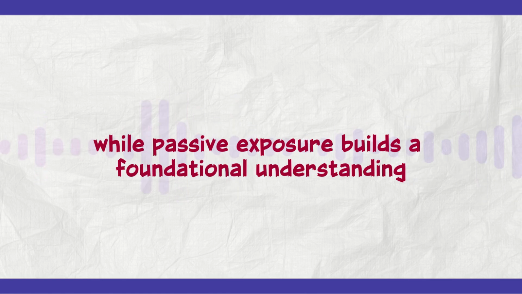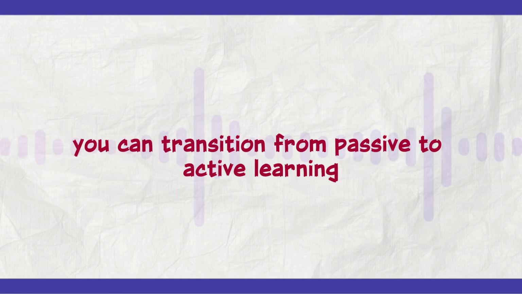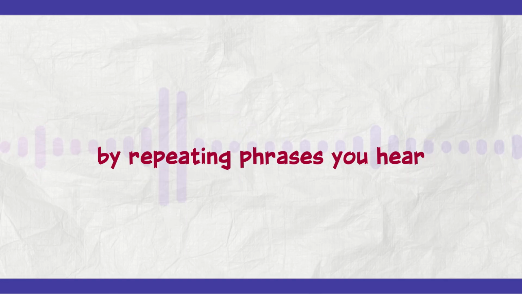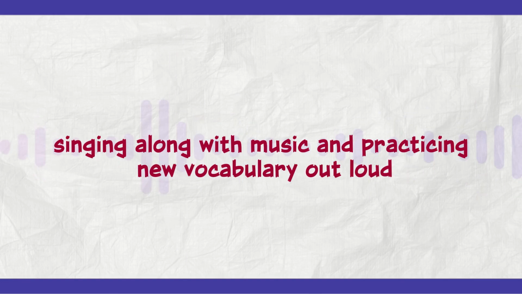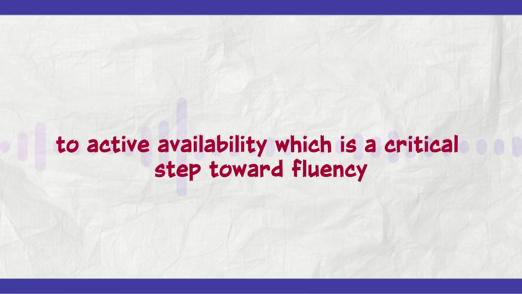While passive exposure builds a foundational understanding, active engagement accelerates progress. You can transition from passive to active learning by repeating phrases you hear, singing along with music, and practicing new vocabulary out loud. This practice moves words from passive recognition to active availability, which is a critical step toward fluency.